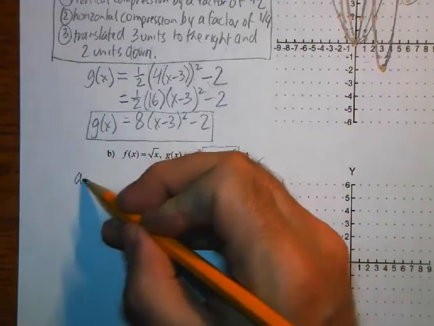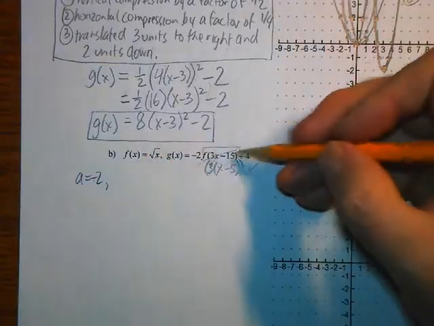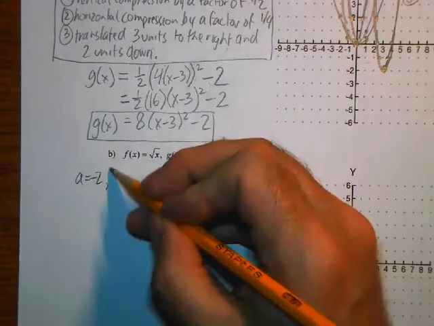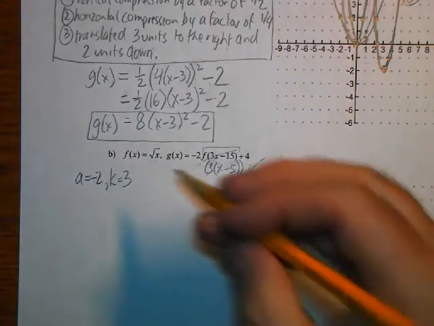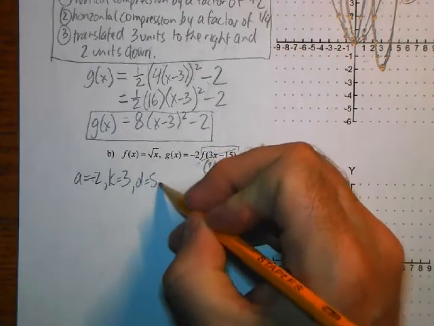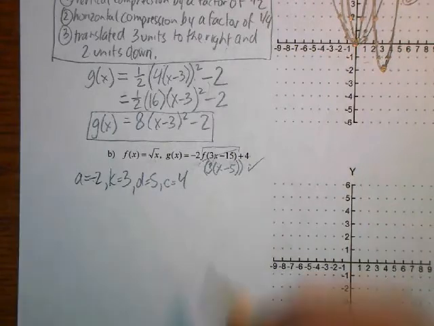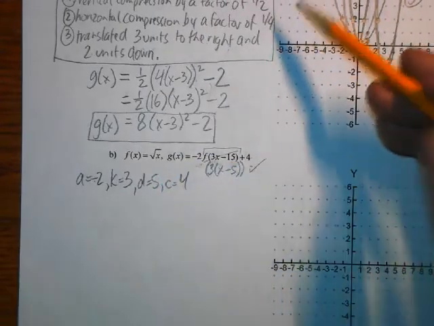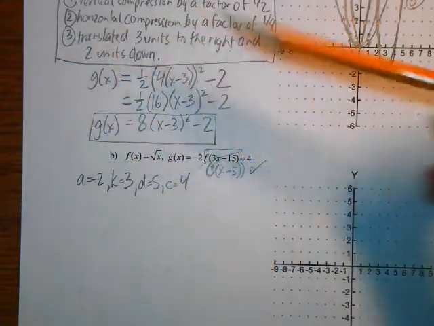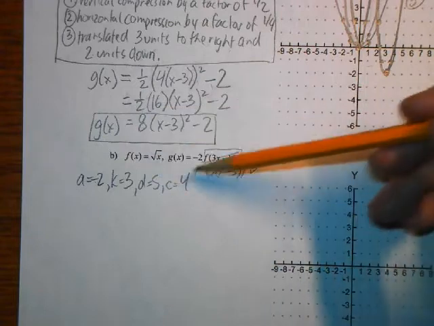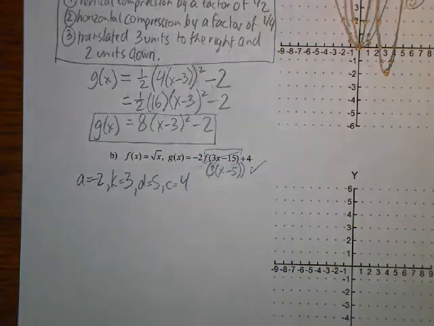So I can now say that a is equal to -2. I can say that k is equal to 3. And now I can safely say that the d value is 5 and the c value is +4. Those are the values I'm going to work with when I list my transformation steps, and also it'll be helpful when I put the values in to create the new function.